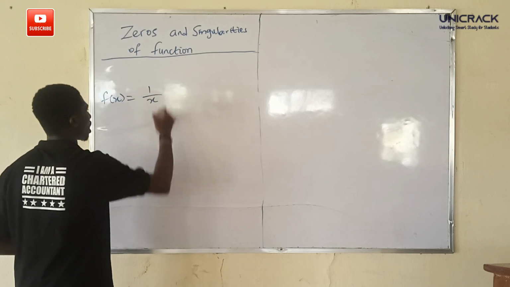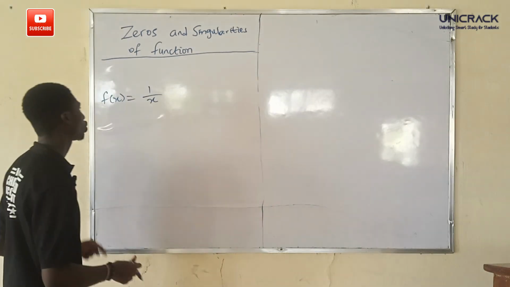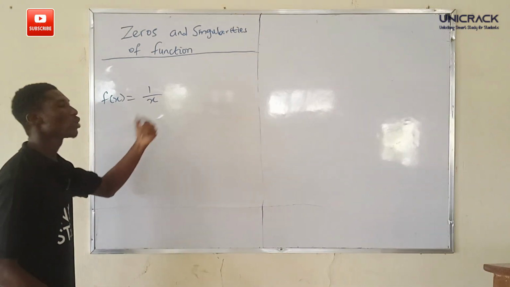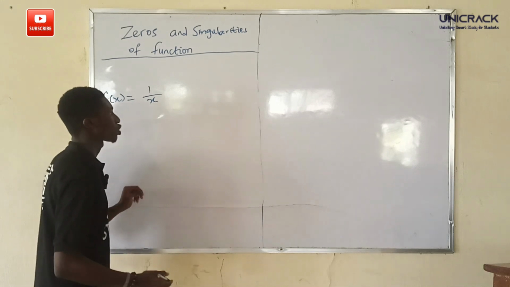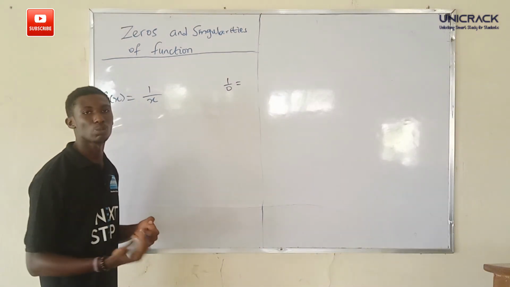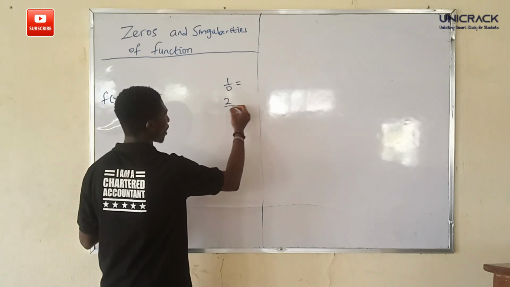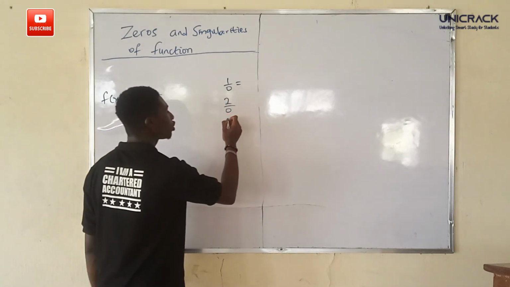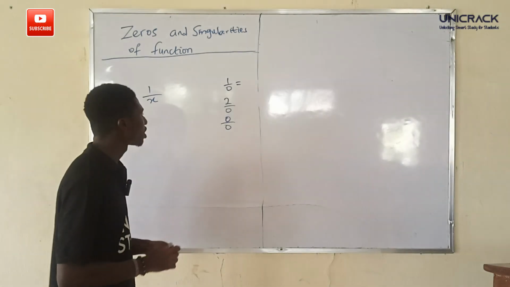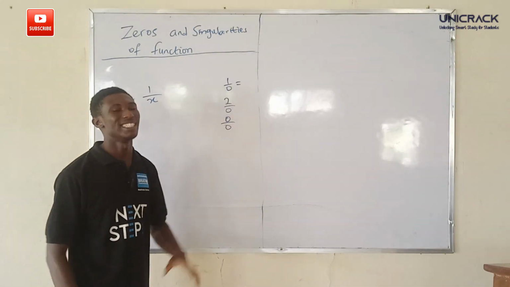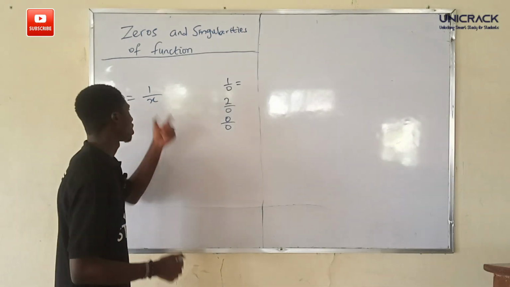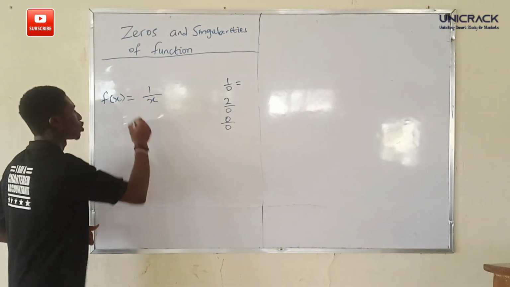Let's take, for instance, a function f of x equal to 1 all over x, and you are asked to find the singularity of this function. What you do is equate the denominator to 0. Why are we equating the denominator to 0? Because when I have 1 divided by 0, it will be what? Undefined. On your calculator, you see it as a math error. If I have 2 divided by 0, math error. Even if you have 0 divided by 0, it becomes undefined or invalid. What it means is whenever the denominator is 0, the entire function becomes undefined or invalid. So in this case, the singularity of this function will just be x equal to 0.